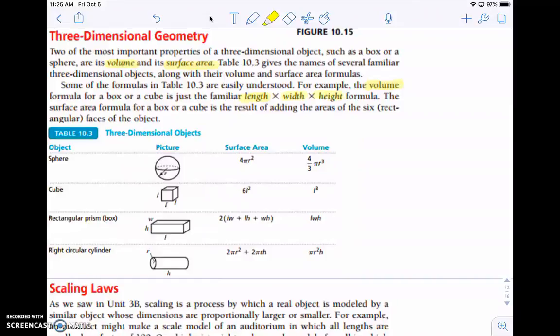Now if you think about volume, volume for a box or a cube is length times width times height. And again, there are 3 dimensions. We need a length, a width, and a height. And so that's going to be units to the 3rd power. So we're going to be in cubic meters or cubic feet or cubic centimeters or something like that.